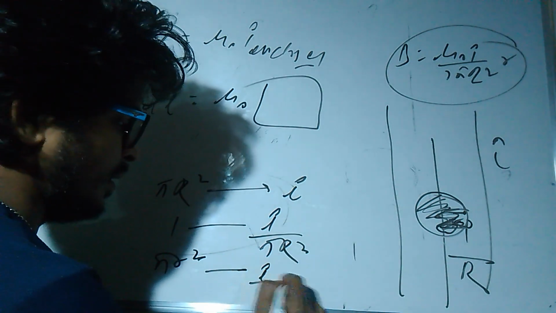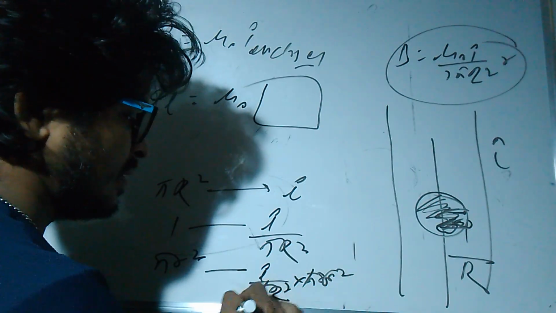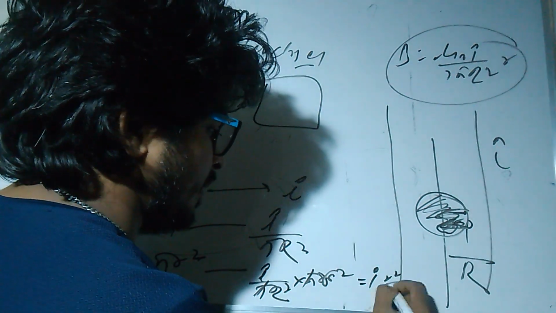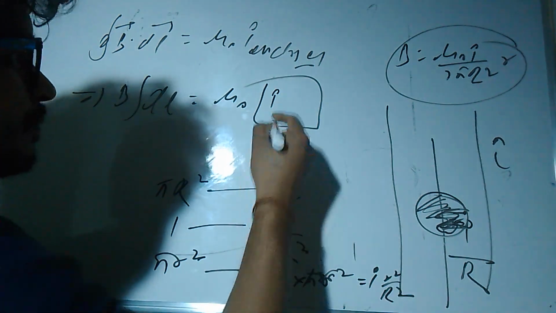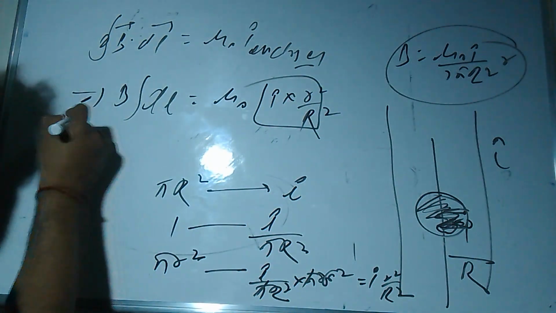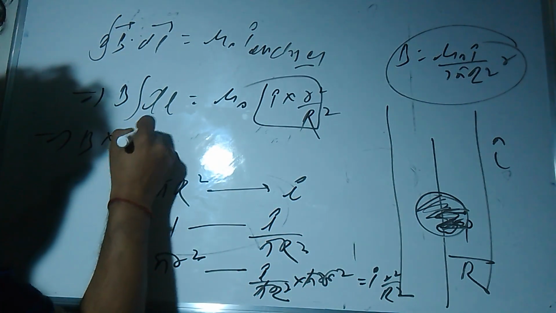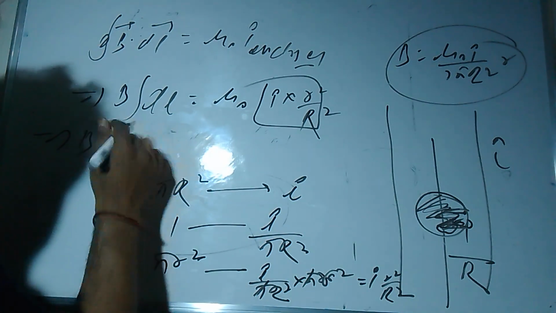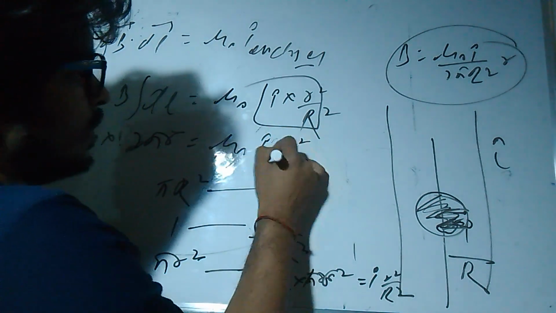So solve it. I divided by pi R square into pi r square. Pi cancels out. So this is what I r square divided by R square. Now I'm going to substitute this relation over here directly. This is I, and this is r square divided by capital R square. Now solve this. See, B, and what is the integration of dl? That is 2 pi r. So this is 2 pi r equal to mu naught I r square by R square.